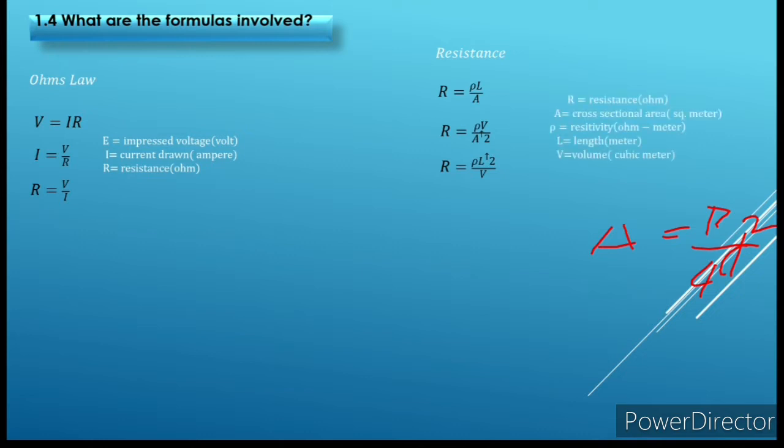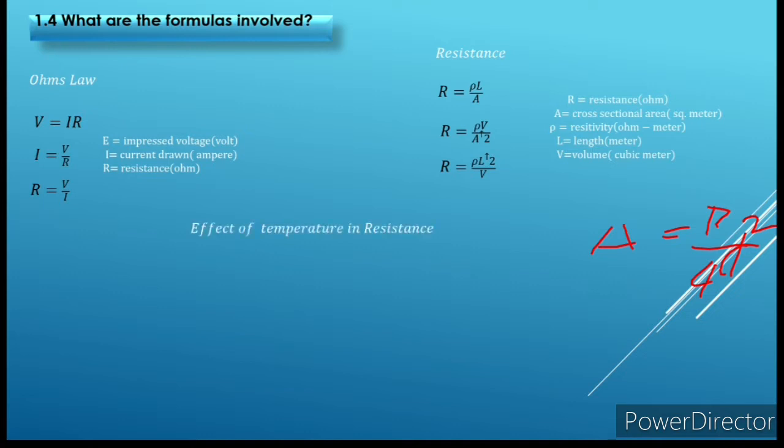R is equal to the resistance and unit is in ohm. A is the cross-sectional area, which is in square meter. Resistivity is in ohm meter. Length is in meter and volume is in cubic meter.